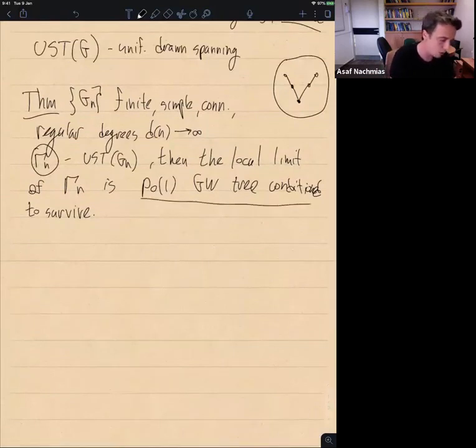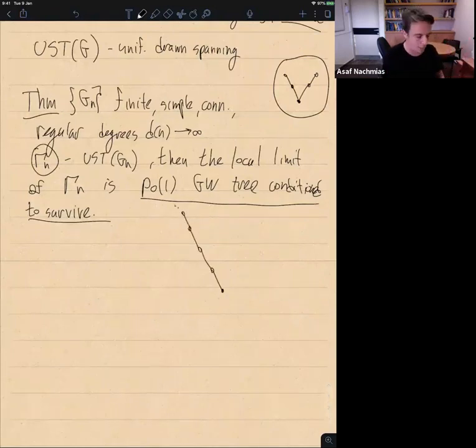So a Poisson 1 Galton-Watson tree conditioned to survive. Well, I kind of said what it is, but let me tell you of a nice way of sampling it, which perhaps all of you know. So this is just an infinite random rooted graph. And here's how you sample it. You start with a fixed deterministic infinite one-directed path. The bottom vertex is the root, which I guess is the letter rho.